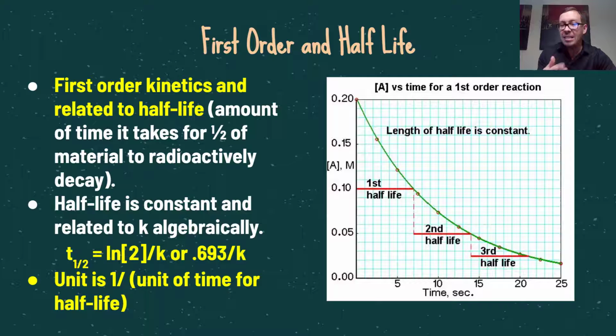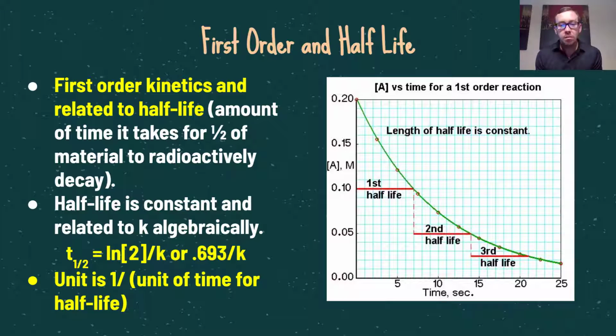You notice that as this reaction takes place, each increment in which the concentration is lost by a half is exactly the same. So for example, the time that it takes to go from 0.20 molar concentration of A to 0.10 molar concentration of A is the same as when it goes from 0.10 to 0.05. We're losing half of the amount each time. And we can relate K and the time that it takes to lose half the amount algebraically, where T1/2 is equal to the natural log of 2 over K, or 0.693 over K.